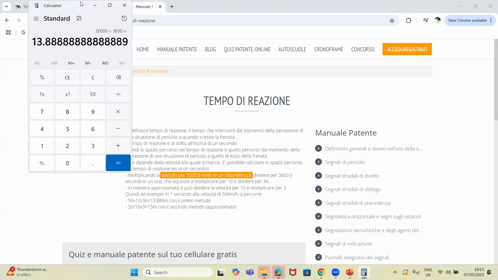So you want to convert that 50 kilometers per hour into meters per second. What can you do now? You can multiply them by 1,000. Is it clear now? So you do 50 times 1,000, it will give you 50,000. Now divide that by 3,600. It will give you 13.89, approximately 14.